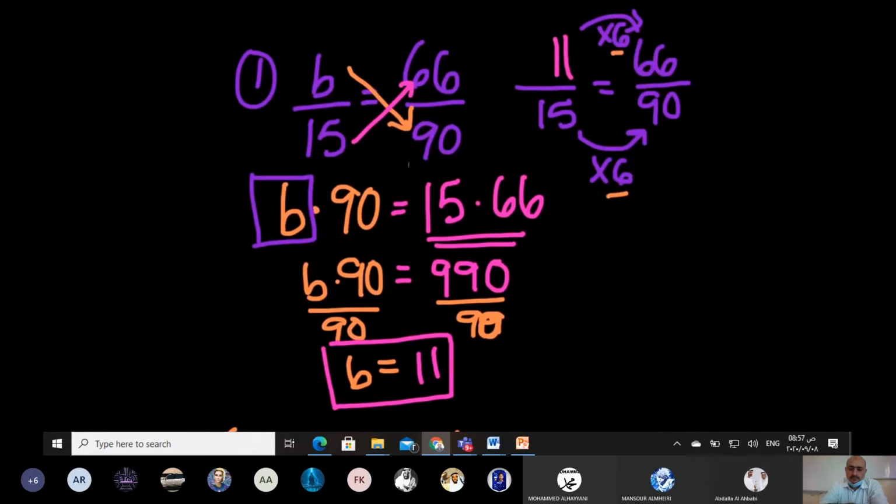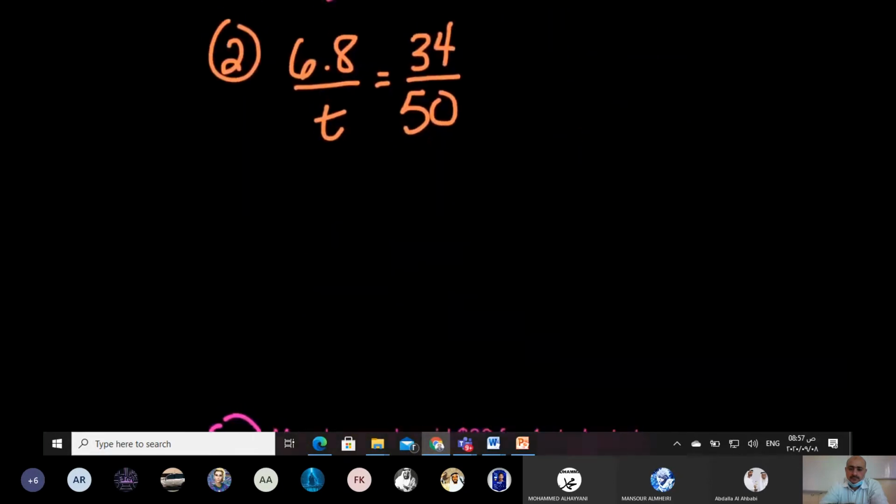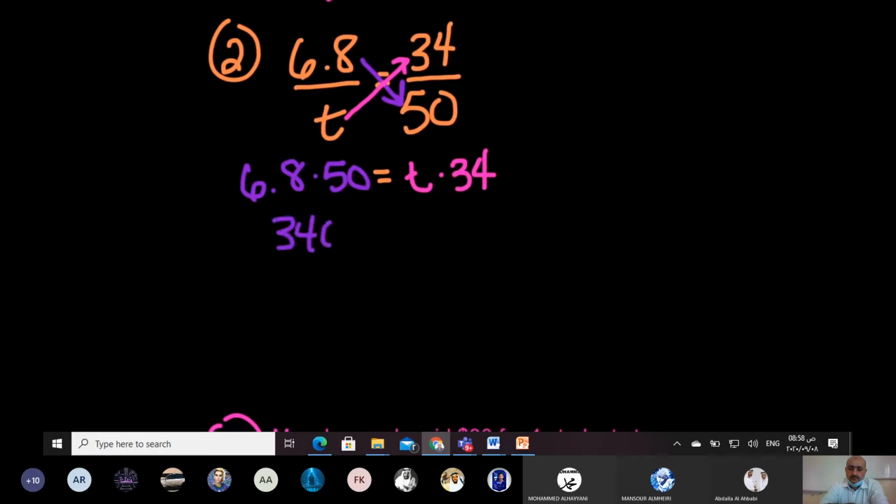Let's try another problem. We have 6.8 over t is equal to 34 divided by 50. And so we're going to do the same exact thing, scale factor, or like cross products. We have 6.8 times 50, and that is equal to t times 34. So let's do some of this math. We have 6.8 times 50, and that gets us 340, and that is equal to t times 34.